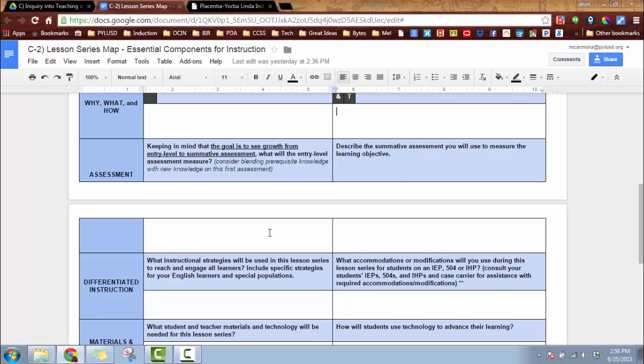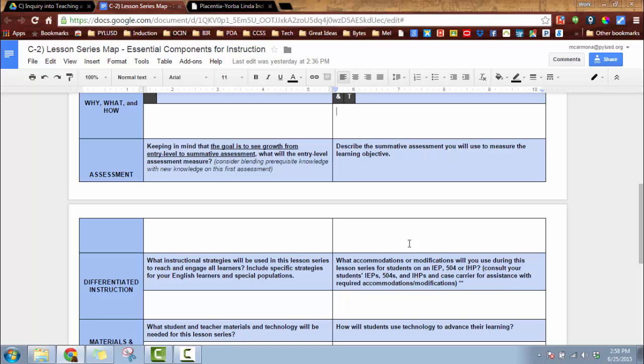Then you want to think about assessment. Before we ever start a unit of study, you want to think about how you're going to measure knowledge. What will your entry-level assessment measure, and what will your summative assessment measure? Now, the summative is usually easier than the entry-level. The summative is going to measure the standards which you're teaching.